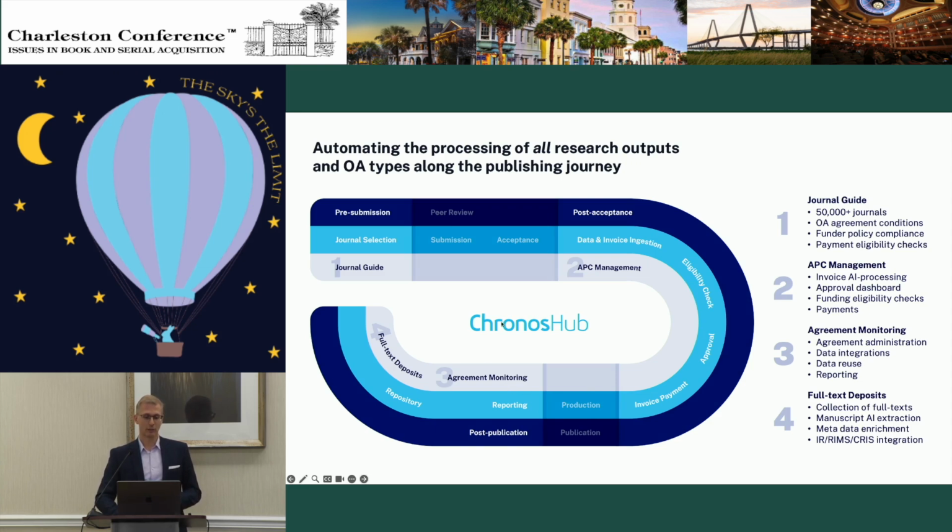And underlying all of this is information about the agreements. Which journals are covered by what agreement? So it's possible also in one place to monitor all agreements instead of jumping around in different places. And as we catch the full text along this process, we can also automatically populate CRIS systems or let repositories pull the full text and the metadata that they need, without the researchers having to re-enter any data along this process. So hopefully that gives you an idea in a nutshell what Chronoshub is.